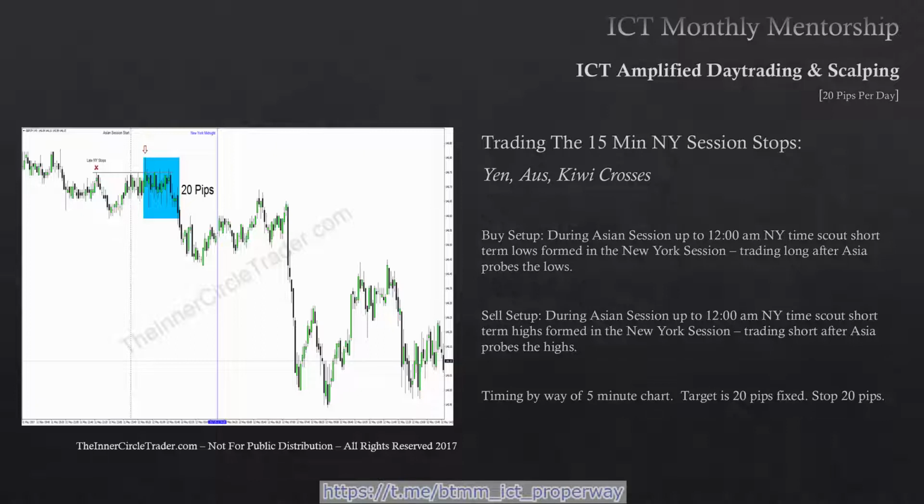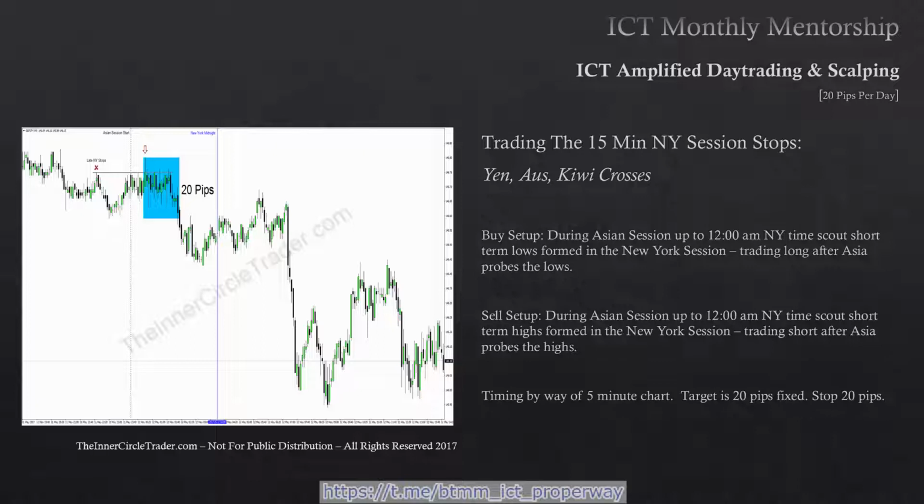So the buy setup, again, repeat it, is during the Asian session up to 12 a.m. New York time. We're going to be scouting short-term lows formed in the New York session, trading long after Asia probes the low. In other words, basically what we're looking for is a turtle soup long.